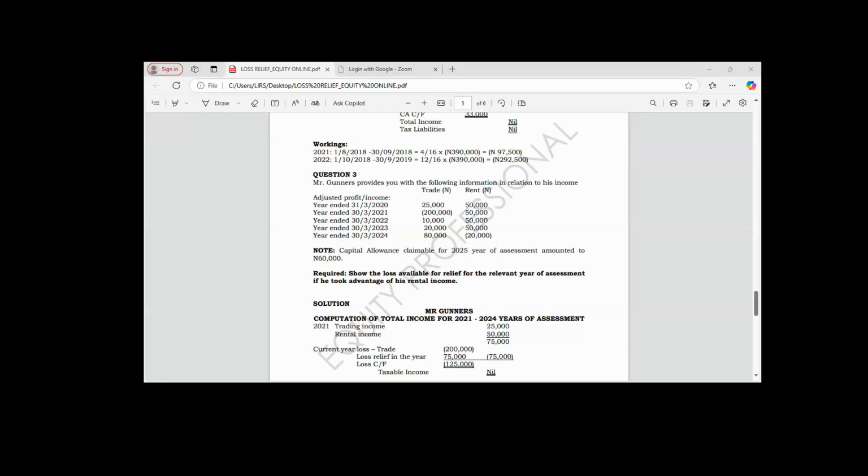That is one characteristic. Then he also has a right to relieve the loss from all sources of income in the first year, after which he can only relieve it from the same source. Then he has a maximum period of 4 times to relieve losses under the current year loss relief. So because of that, let us make use of our Excel sheet to make it easier for us.